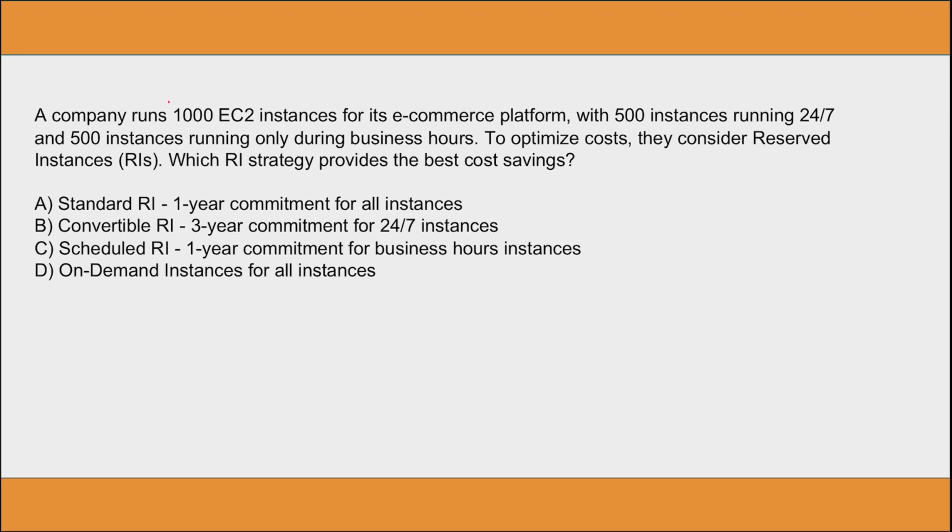The first question is, a company runs 1000 EC2 instances for their e-commerce platform with 500 instances that are running 24 by 7 and the rest 500 instances are running only during the business hours. So to optimize the cost, they considered reserved instances. Which reserved instance strategy will be the best for cost saving here?